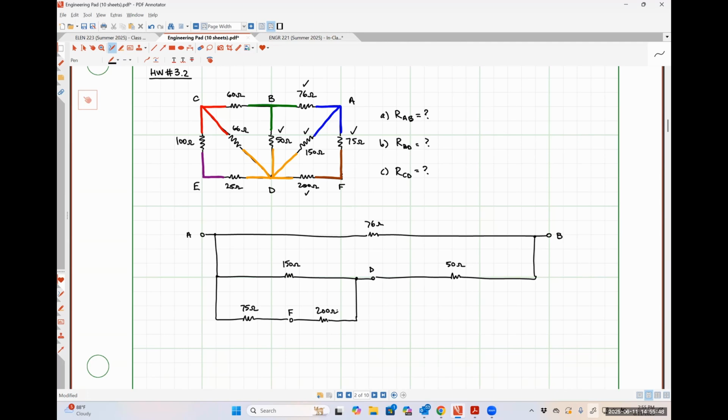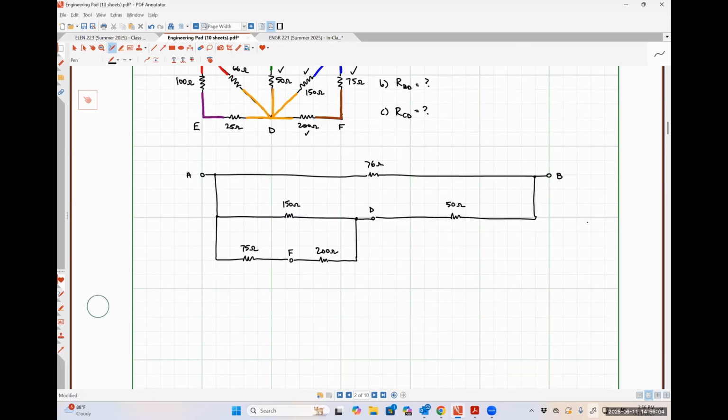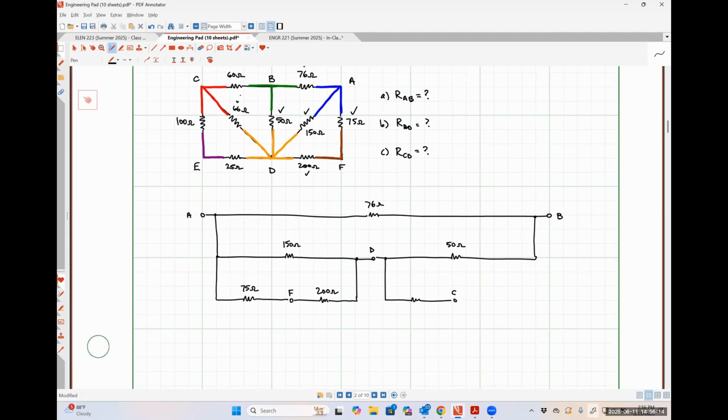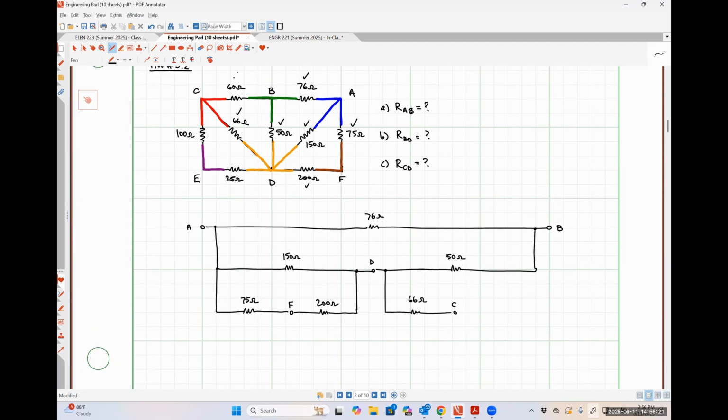So now I need to think about the left-hand side and the different ways that I can get from D to B other than the 50 ohm resistor that I've already taken into account. The shortest path is probably to go from D to C to B. So I'm going to put C here in the middle, and I'm going to go from D to C using this 66 ohm resistor, and then from C to B using this 60 ohm resistor.